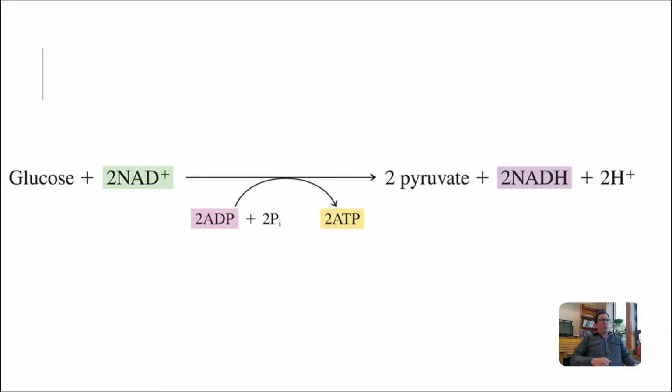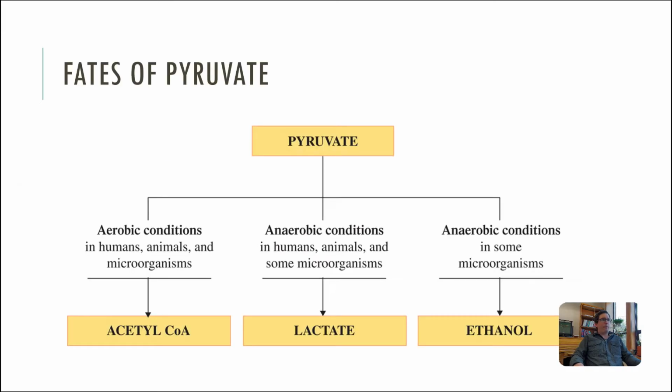Alright, so remembering where we are, glucose plus NAD ultimately makes two pyruvates. This is the overall reaction in glycolysis. We get two ATPs out of that, and we get two NADHs out of that. So now, how are we going to get that pyruvate into the rest of our citric acid cycle and electron transport chain?